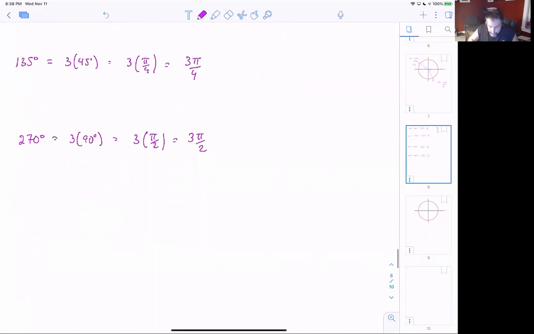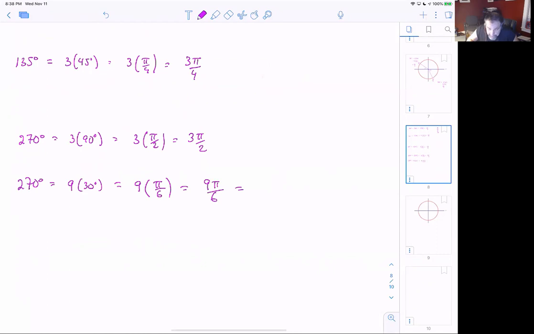Now you might be saying to yourself, well, wait a minute, when I was doing 270, I didn't think of it as using 90s. I thought of it as using 30s. I thought of it as being 9 30s. That would be another way to think about it. That would still work. It can be an extra step, but it's going to work because a 30 is a pi over 6. So that's 9 pi over 6s, which becomes 9 pi over 6.